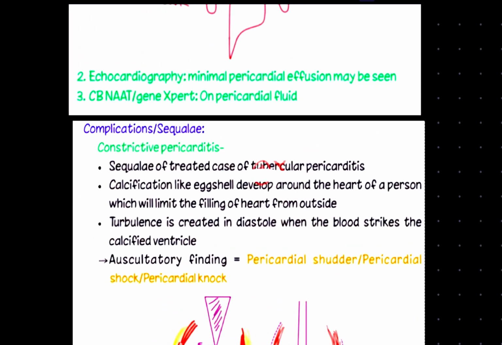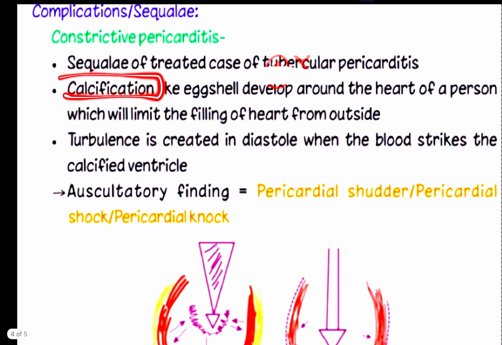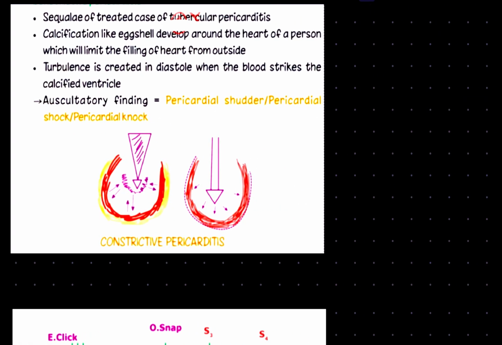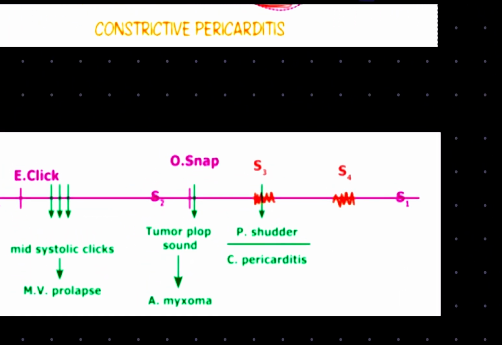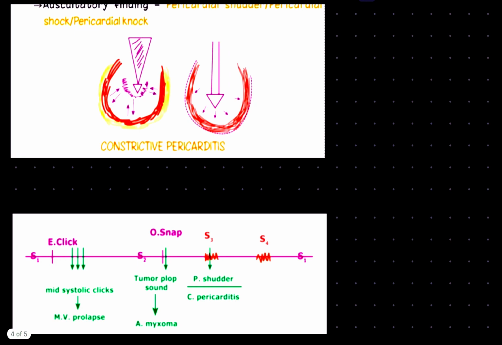So in the person suffering from tubercular pericarditis, during the time of treatment, there can be calcification around the pericardium, which will result in an auscultatory finding, that is pericardial knock. Now, talking about this pericardial knock, it is seen at the time of filling, that means at the time when the mitral valve is opening.